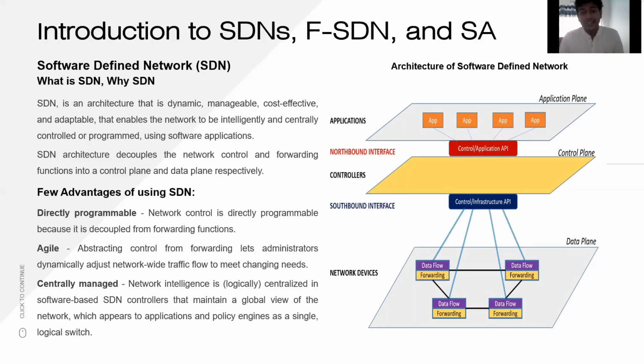And why use SDN? Using SDN has many advantages, while a few of them are making the network directly programmable and also agile, meaning you can program it on the go or according to necessary situations that come across, and also centrally managed. Centrally managed meaning it gives a global view of the network, so you have a better understanding.